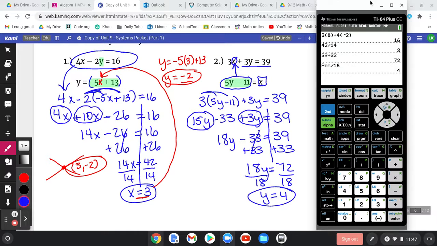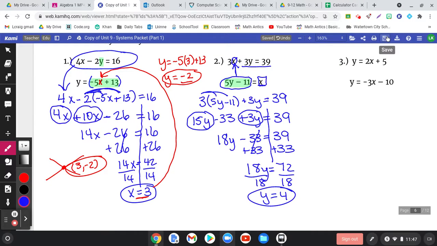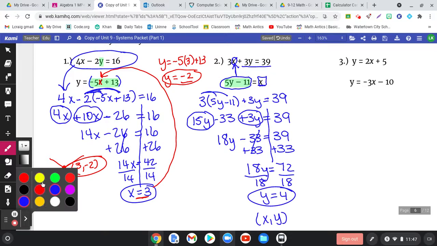But don't forget, we need to figure out what the x value is that goes with it. All right, because when you have a point, you need the x and the y value. You need both of those. So look at your top two equations. It looks like this bottom one's a little easier because it already has x by itself. So now that I know that y is 4, I can figure out what x is. It's 5 times 4 minus 11. 20 minus 11 is 9.